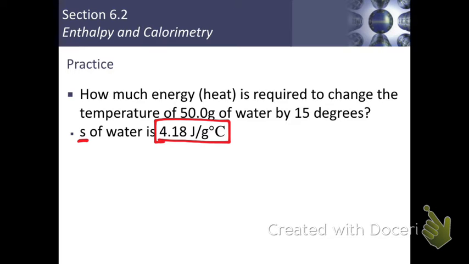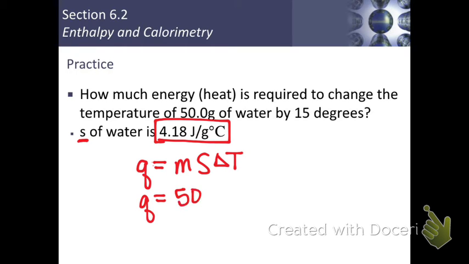All right, how much energy? So we're looking for Q equals m S delta T. Q is what we're solving for, so we're going to leave that. Our mass is 50. It gets to stay in grams. 4.18. And then do we have an initial and a final temperature? No, but we don't have to because they gave us the change, right? We don't need to know what it started at and what it ended at because they told us the delta T was 15. So we just plug in 15 as that delta T.